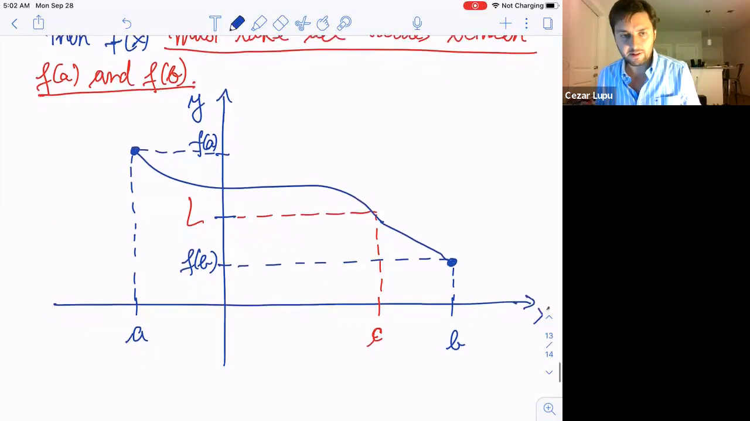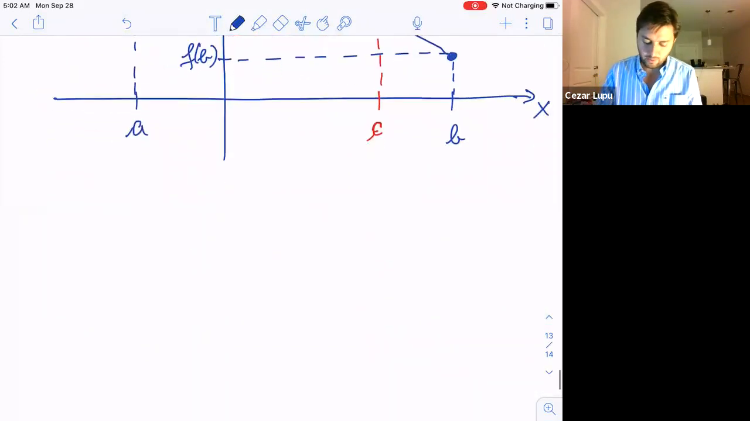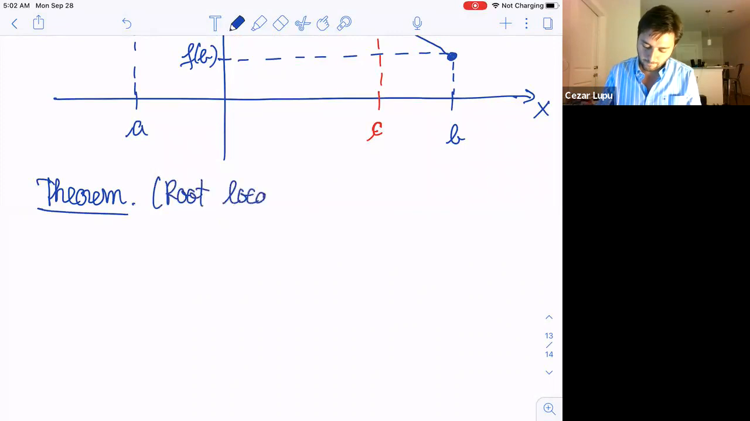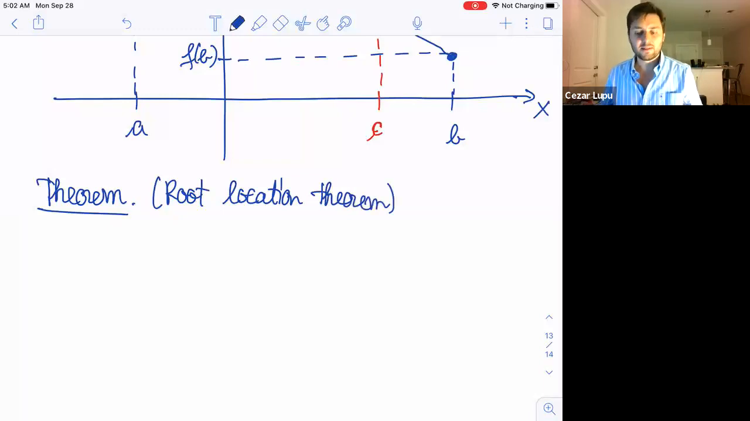Well, one reason is the following theorem, which is called the root location theorem. And this will be very important. Basically, it says the following. Well, let me just explain it. If we have a continuous function that comes from the negative and it wants to go to positive, it has to go through 0.